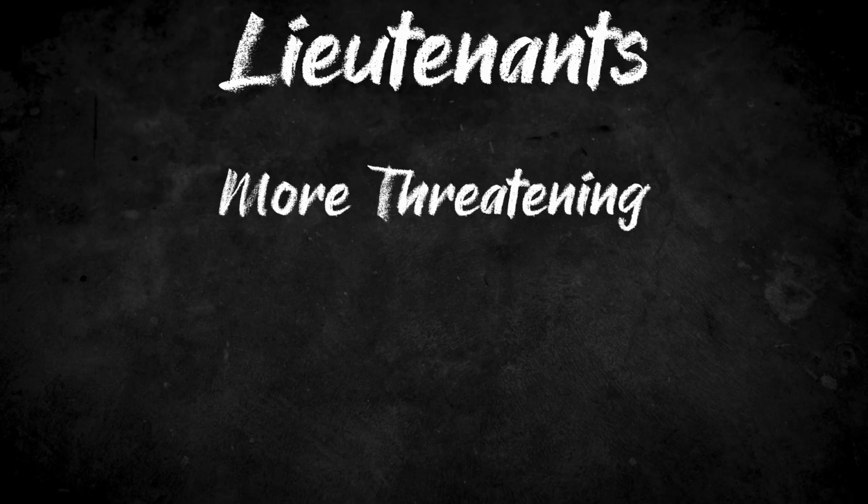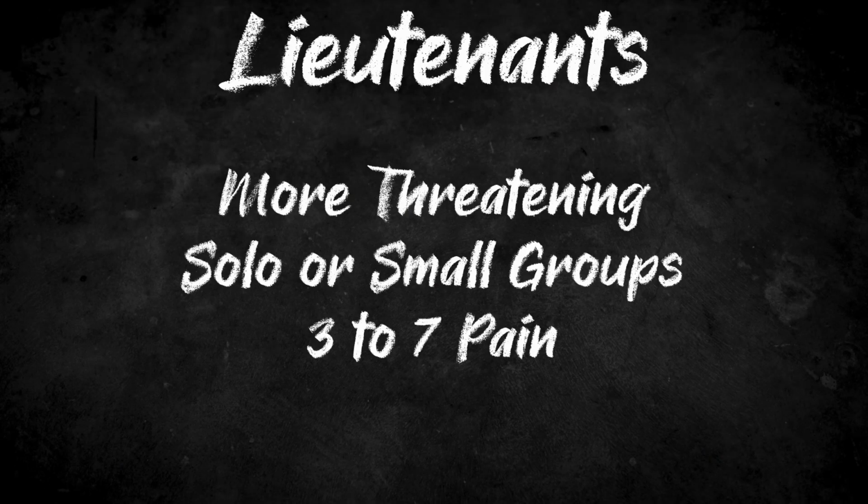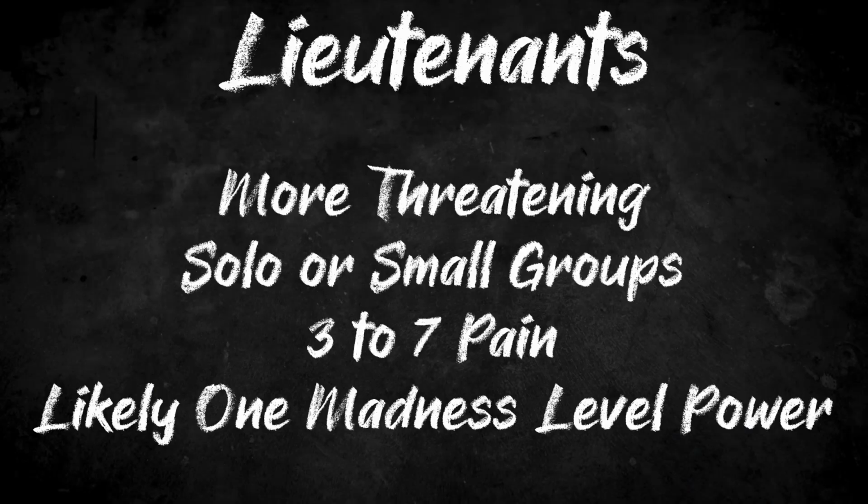Next are the lieutenants. These are more threatening figures, often alone or in small groups at most. They have a wider range of possible dice, between 3 and 7 pain dice, as this is where uniqueness comes closer into play. They will likely have an ability which is nearly equivalent to a protagonist's madness talent. Continuing with the high school, the lieutenants here would be the ladies in hating.